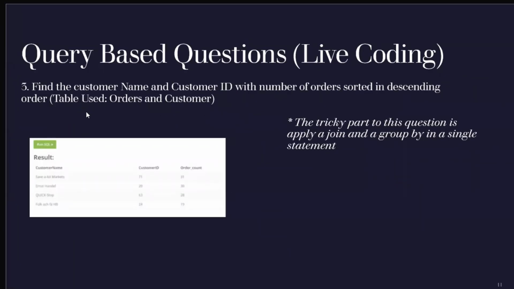Let's come to the third question. The third question applies joins between two tables, order and customer. It asks you to find the customer name and customer ID with number of orders sorted in descending order. The output should look something like this: customer name, customer ID, and order count. The tricky part to this question is to apply a join and a group by in a single statement. So let's see how we are going to solve this.